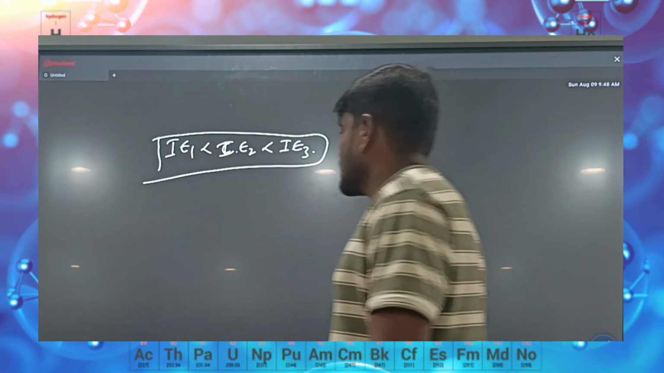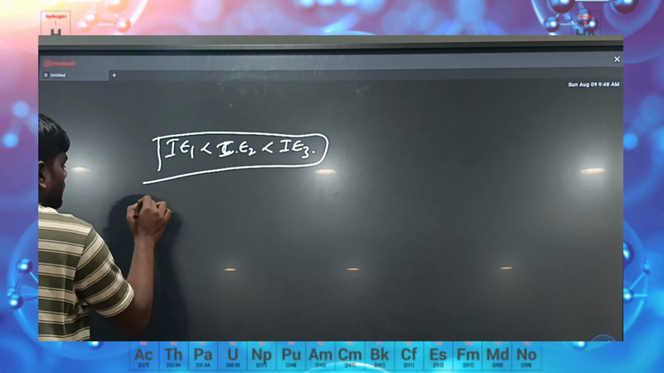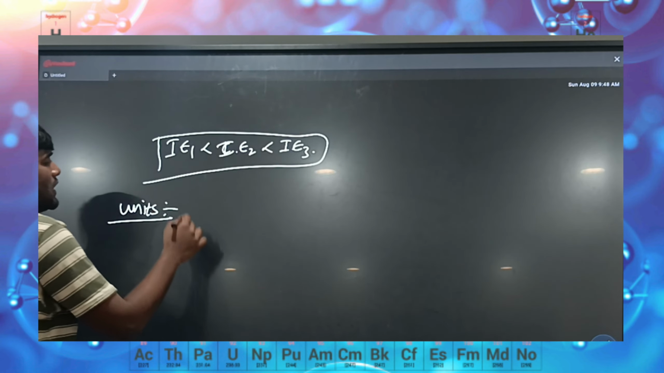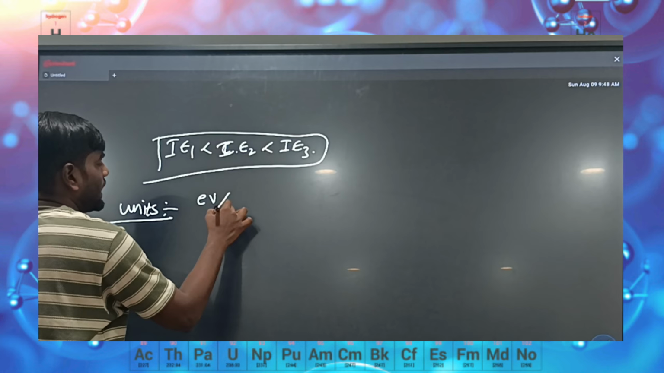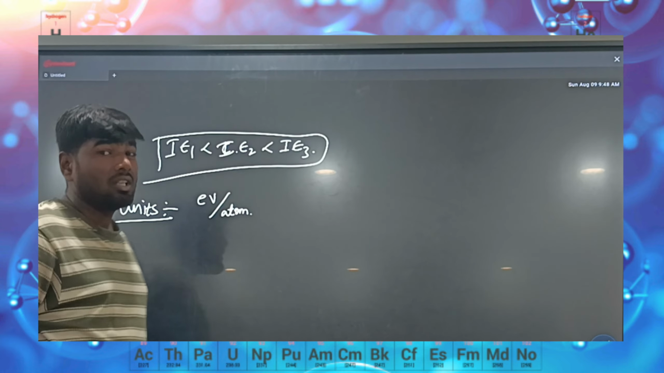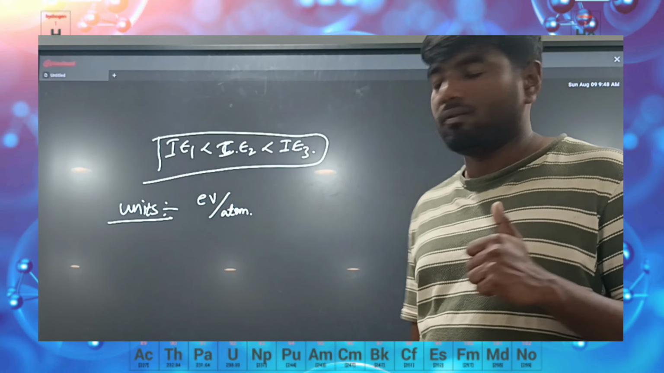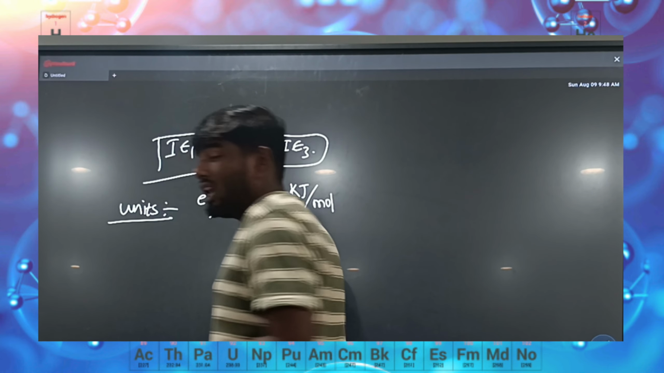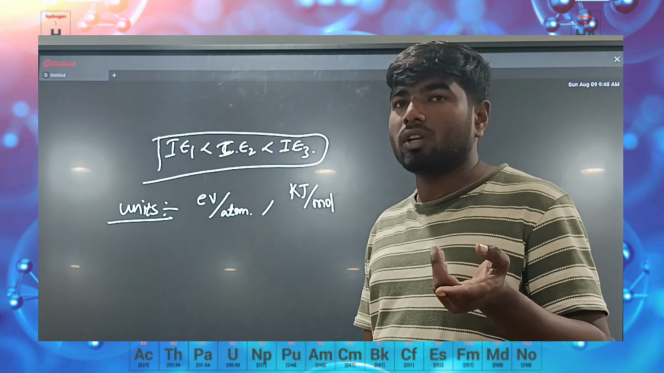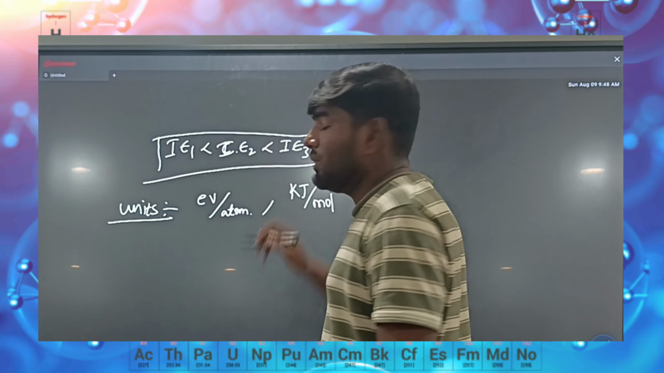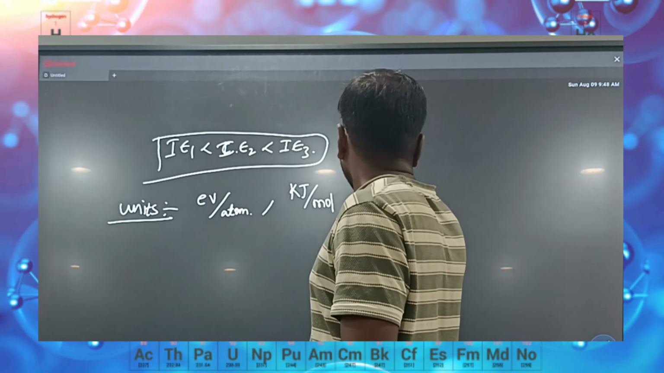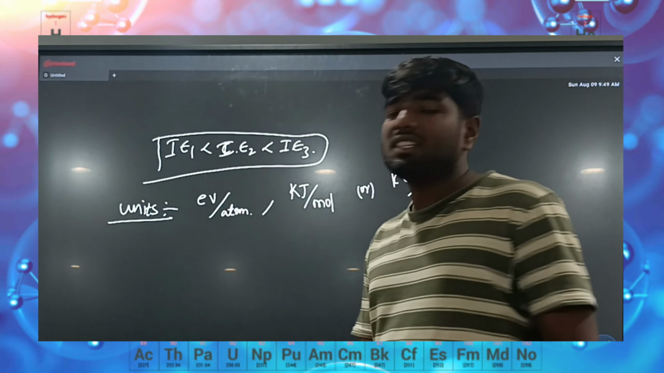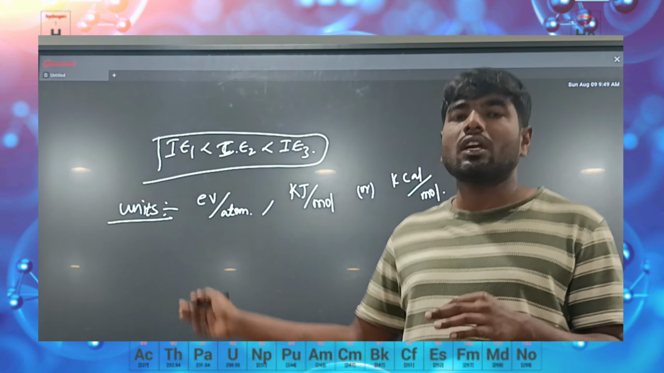And if you write the units for ionization energy, what are the units? One is electron volts per atom. So one atom needs how many electron volts of energy? And next, kilojoule per mole. For 1 mole of atoms, if you want to remove an electron, how many kilojoules of energy are required? Or else we can write kilocalories per mole also. These three are the general units of ionization energy.